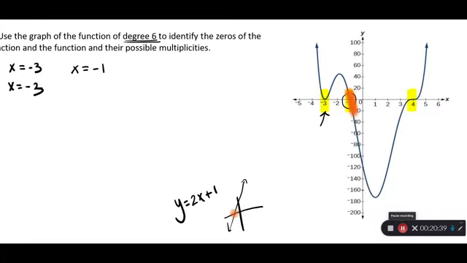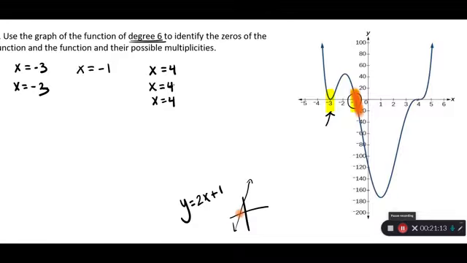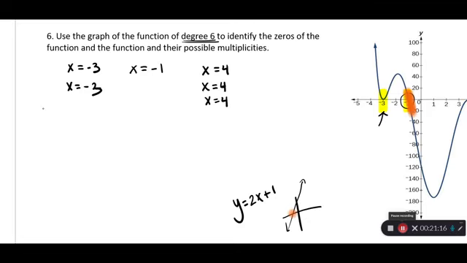Okay, but let's go over to the 4 now. I have x equals 4 as a multiplicity, but that doesn't cross it like a line. It crosses it like a curve. Now it can't be squared because if it was degree 2, it would bounce off. So my guess would be that this is degree 3. Now, do I have 6 total? 1, 2, 3, 4, 5, 6. Yes.